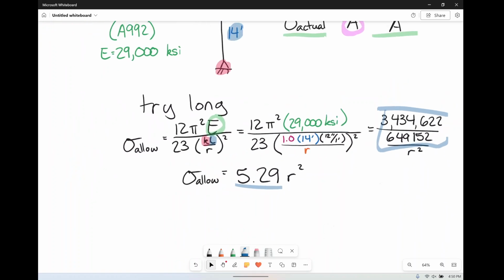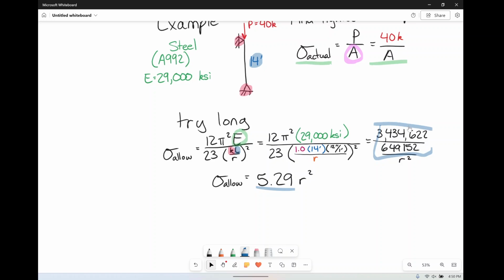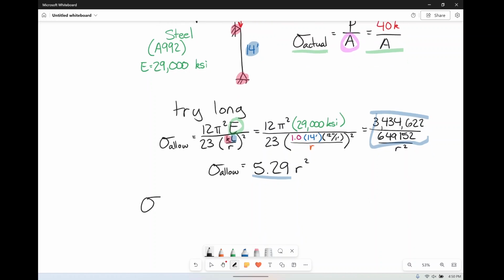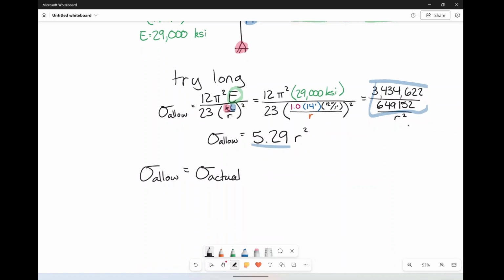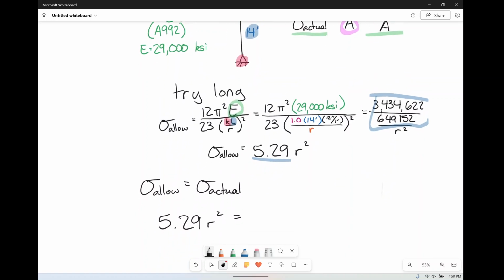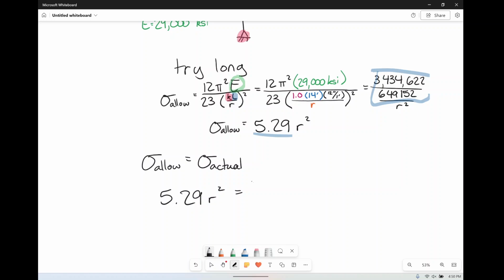Cool, so how did this help me? Well, don't forget, we can set sigma allow and sigma actual equal to each other. Is this really helping though? Let's check it out. We have 5.29 R squared is equal to 40 divided by A. Okay, that's not really helping much.